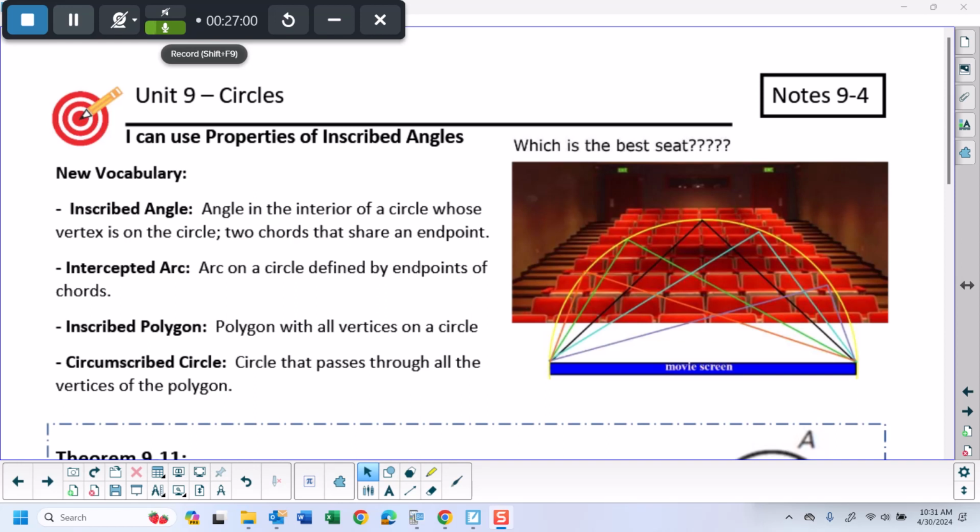But before we go much further, I want to have a conversation about which is the best seat. So here's a picture of a movie theater, and I want you to picture that movie screen is your diameter.